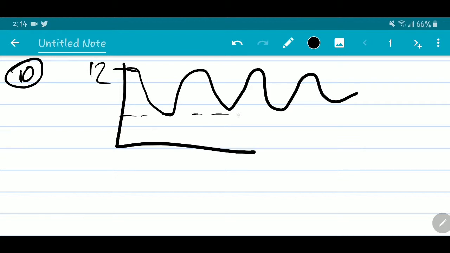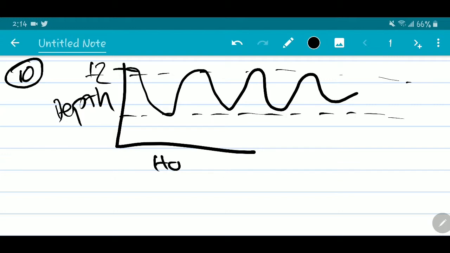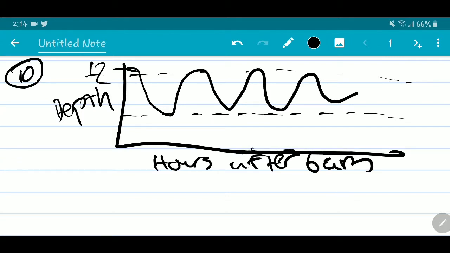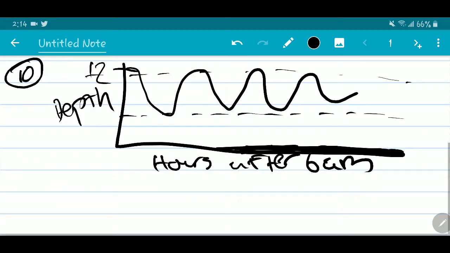Or in the actual picture, they all have the same max and mins and amplitudes, so it's pretty symmetrical. Basically, you're looking at the depth up here, and then the hours after 6 a.m. up here. I know this is a pretty rough sketch, but I assume that you guys are looking at it as well, so on the actual PDF.